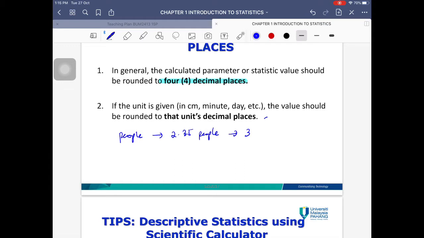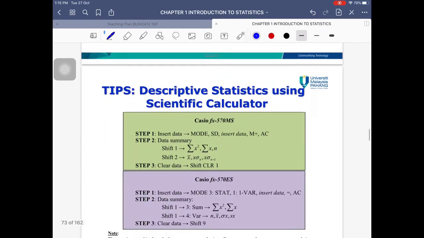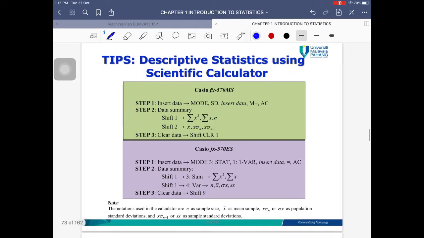And what else? Something in terms of height doesn't matter, it could be 4 decimal places. Weight could also be 4 decimal places. But if it's something like the number of cars or number of people, please make sure that whatever number you have is a meaningful number. 2.35 people is not meaningful. How are you supposed to have 2.35 people? Therefore, it's going to be 3 people instead.